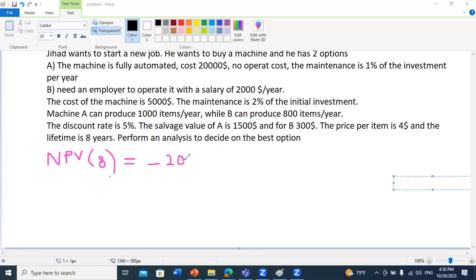We have seen that for each year, the combination of income and cost will give us $3,800. So plus $3,800 times the summation. But what should we add also to these terms? What is the missing term? Who can tell me? What do we mean by salvage value?